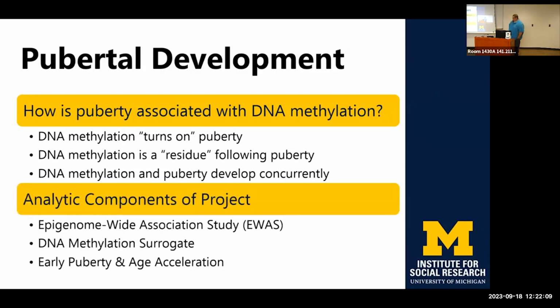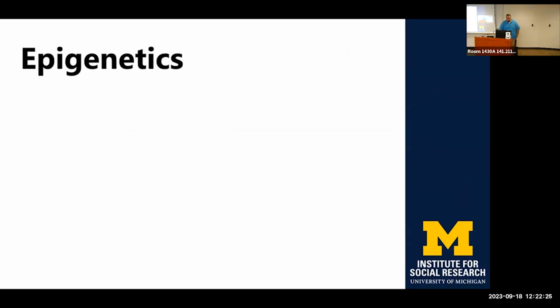The pieces of this project that we're looking at: we're doing an epigenome-wide association study, or an EWAS. We're constructing a DNA methylation surrogate, and then we're also doing a separate piece where we'll be looking at those who undergo early puberty and how that's associated with age acceleration.